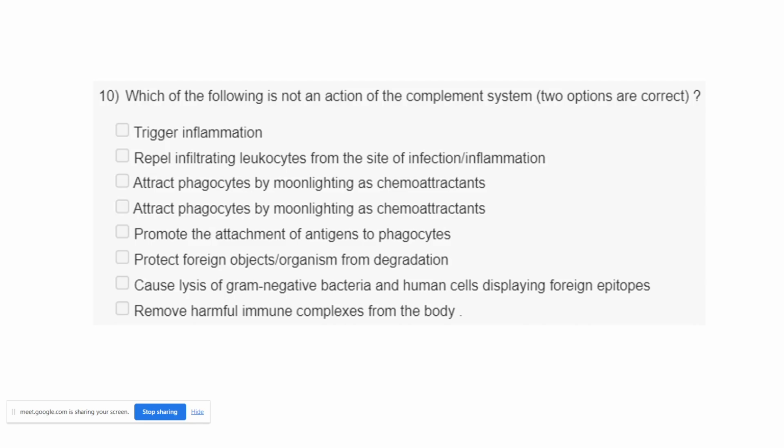Okay. Second and sixth option. Yes, second and sixth option are correct. Repel infiltrating leukocytes from the site of inflammation. Rather, it will attract the leukocytes and protect foreign objects or organism from degradation. No, it won't protect. Rather, it would degrade foreign objects and organism.